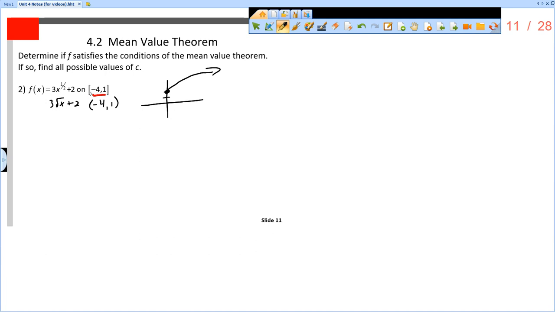Well, the answer is no, right? Because it's not continuous from -4 to 0. It doesn't even exist from -4 to 0, right? And so we would say f is not continuous on -4 to 1, right? So the mean value theorem does not apply.